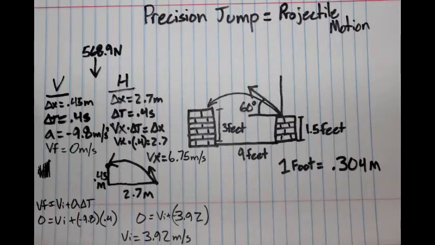When looking closer at the jump, I cross an expanse of about 2.7 meters and go up about 0.45 meters. When doing the calculations, we realized that the horizontal component was 6.7 meters per second, while the vertical was 3.92 meters per second.